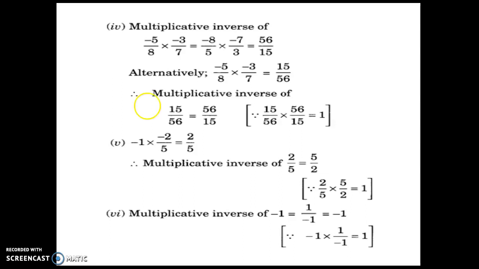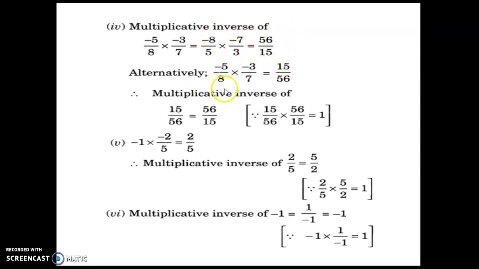Then one more alternate method is there. First let's see this one. We have to put in the reverse. So 8 is in the numerator, put it in the denominator. 7 is in the denominator, put it in the numerator. Then these two are in the numerator, put it in the denominator. By this we will get the inverse.